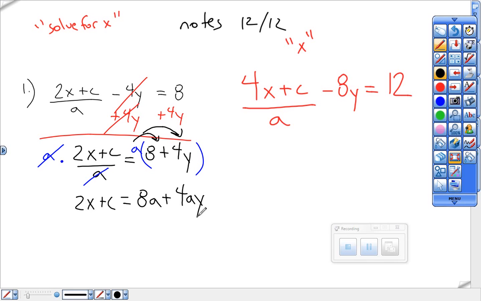Next step is to, again, before you look to divide that 2 out in front of that x, look to see if there's any terms you could add or subtract. So for this step, that c is the term that needs to go.